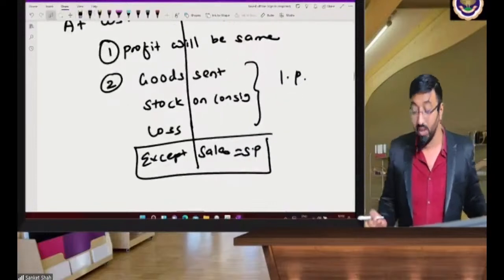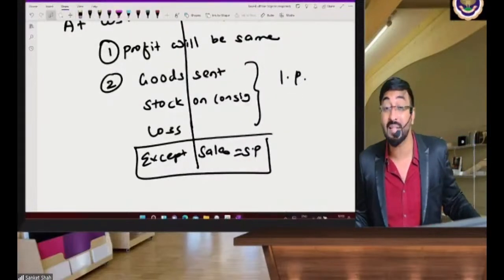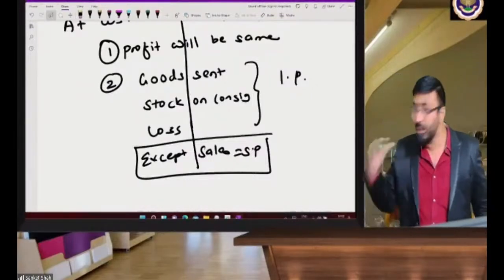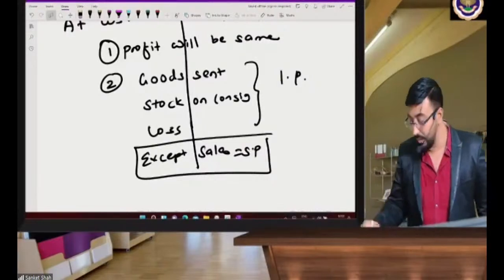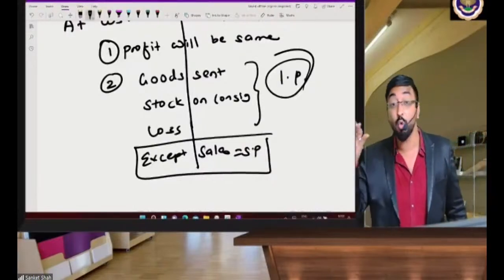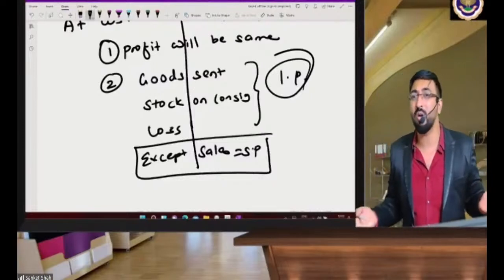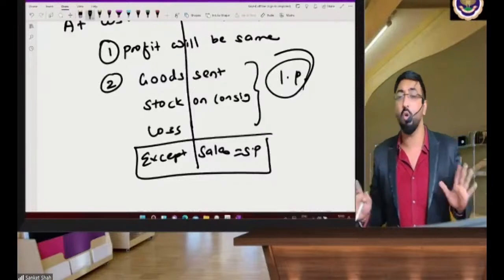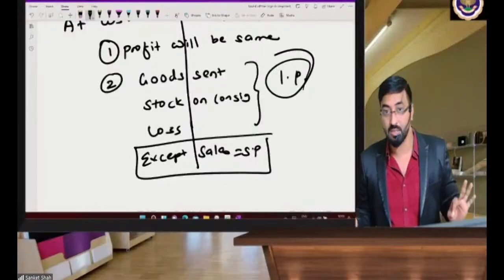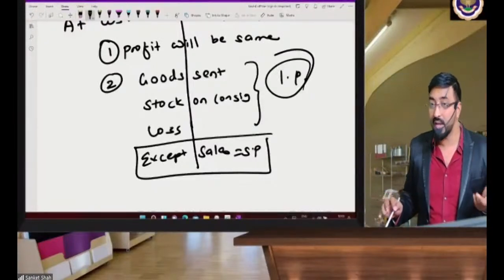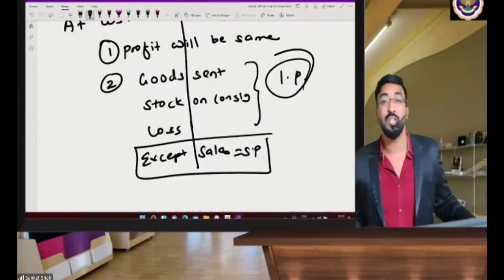So those students who are answering, sir, goods are sent at invoice price. So goods sent at invoice price, stock on consignment, and loss, everything related to goods except sales will be recorded at invoice price. Consignor's expense, beta, is not related to sales, so you are not going to cancel any unrealized profit on it. I'm going to tell you now how to cancel loading on that, and for that you have to come to the question number.